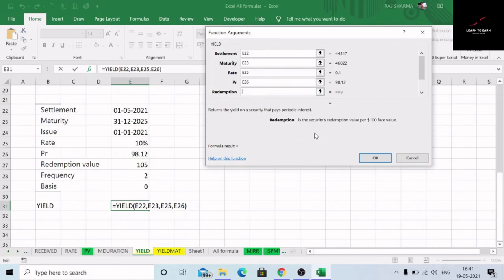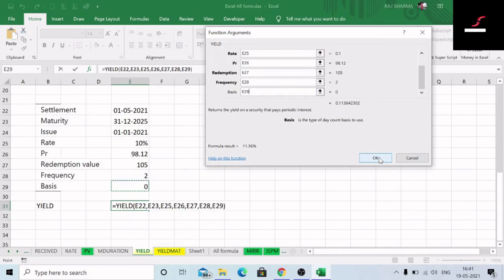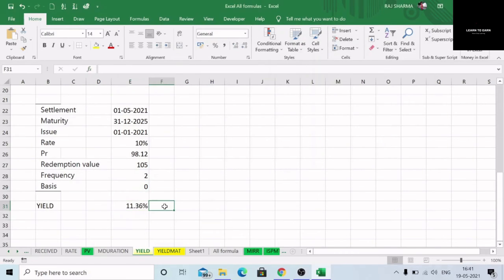And then redemption is the final maturity price of the security, redemption value. And then frequency is coupon payment frequency, and basis is day count convention. And then press OK. So this bond is trading at 11.36% yield. This yield means if this present buyer is going to keep this bond in possession till the maturity, then he is going to get a 11.36% gain over his investment.